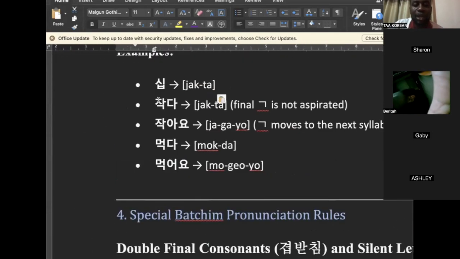So for example, here we have chakta. It's spelled with a j, yet I'm pronouncing it with a ch sound. So it becomes chakta because you have to follow the initial consonant rule for this one. But mokta doesn't have a more emphasized sound, so it's just mokta, mogoyo, chakta, chagayo.